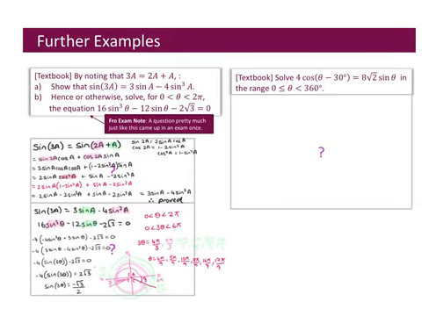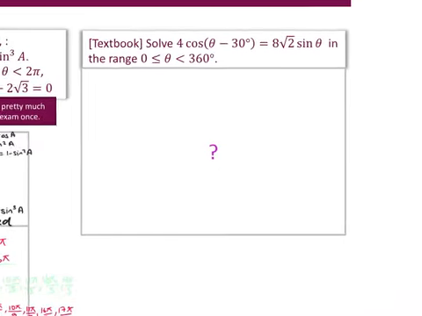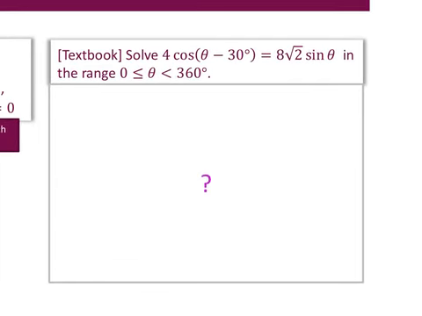Right then, next one. Here we have solve 4 cos of theta minus 30 degrees equals 8 root 2 sine theta in the range of 0 is less than or equal to theta is less than 360 degrees. Step 1. What is step 1? Degrees. Put your calculator into degrees, please.